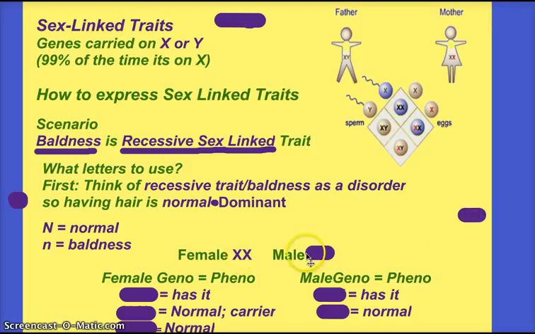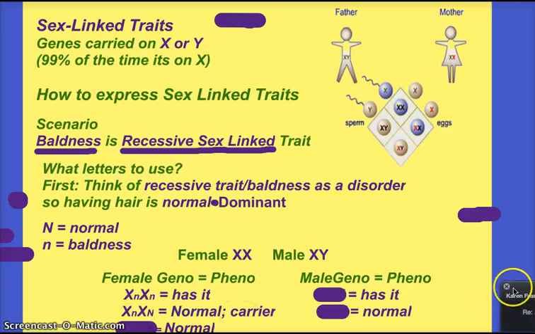Refresher, females are XX and males are XY. So the possible genotypes for all females carrying a sex-linked recessive trait are as follows. If you have X little n, X little n, you're actually bald. X little n, X capital N, you are normal because the dominant masks the recessive, but you are considered a carrier. X capital N, X capital N, you are completely normal. Male genotypes now, which are XY.